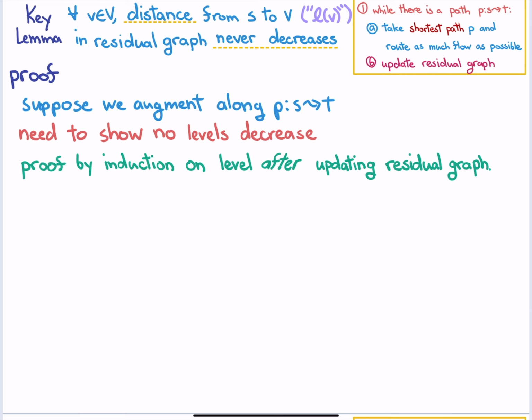Okay. So what would be a base case? What's the smallest possible level?